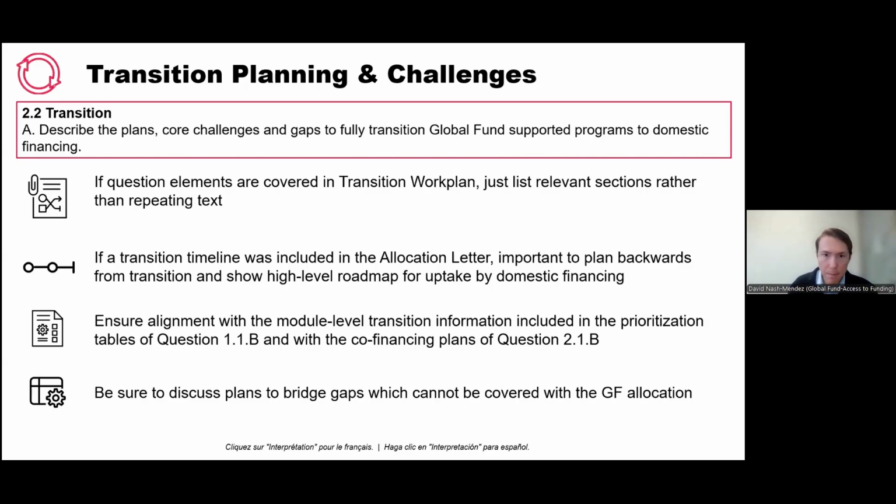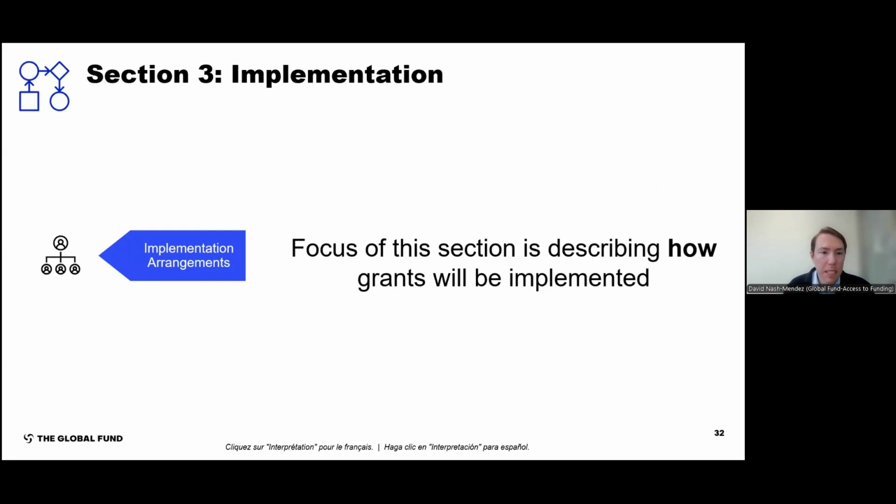Let's go to the next slide. Section 3 is on implementation. This last section covers how grants will be implemented, and it includes details on implementation arrangements.